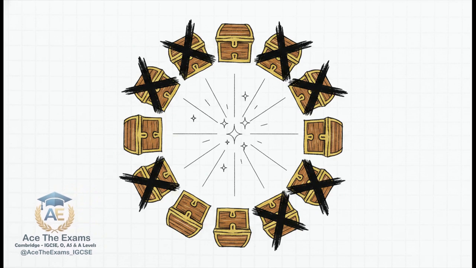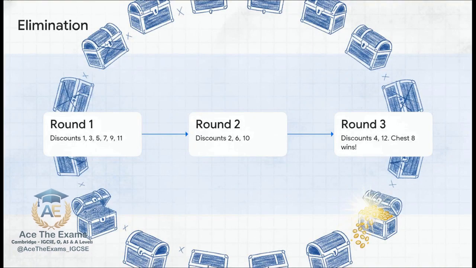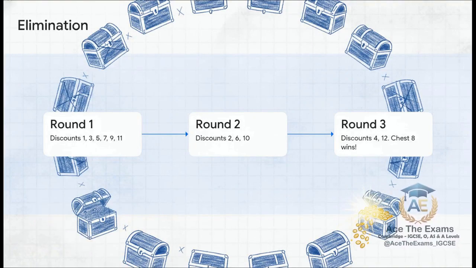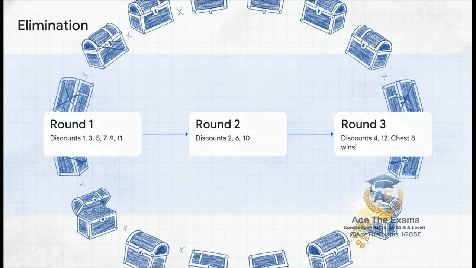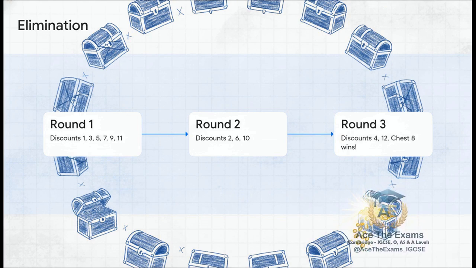Students like Sam tend to rush reading these constraints. If you misread alternate chests iteratively, your entire mathematical model collapses. Let's break down this cyclic algorithm step by step so you can see exactly how to lay out your working for the examiner. In round 1, going around our circle of 12, we systematically discount all the odd numbers, so chests 1, 3, 5, 7, 9, and 11 are officially out of the game. We are left only with the even numbers.